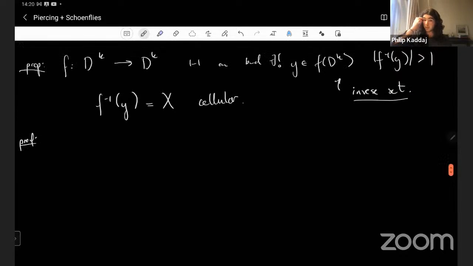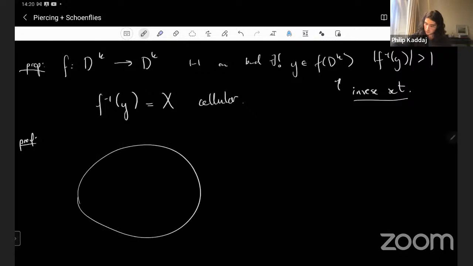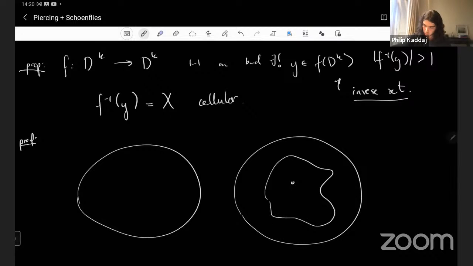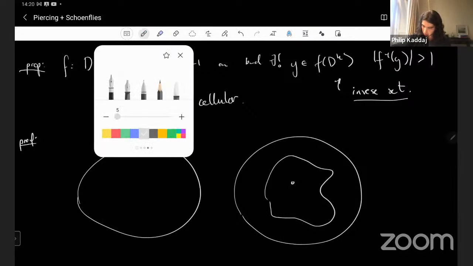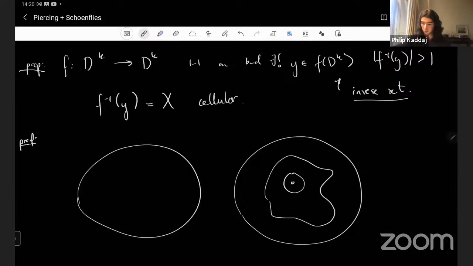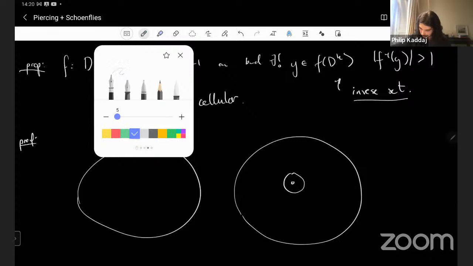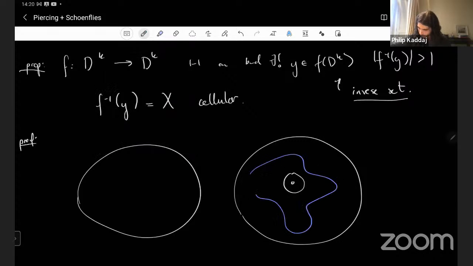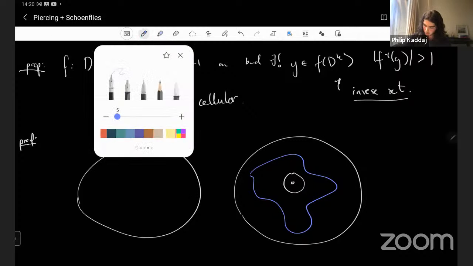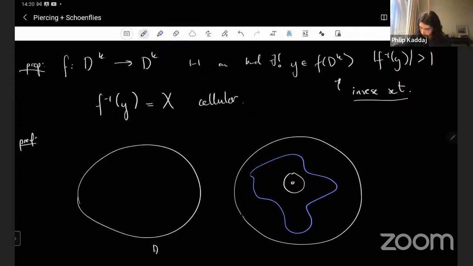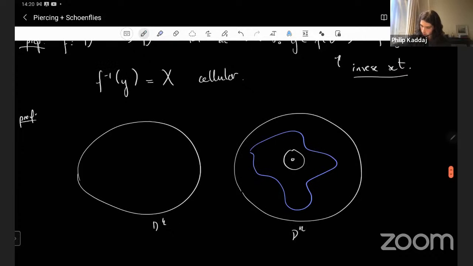Well, since F is one-to-one on the boundary, then we can suppose that Y is contained in the interior of the image. So we can take a ball around it. So if this is the image, the blue is the image. So this is the first disk, and this is the image disk.